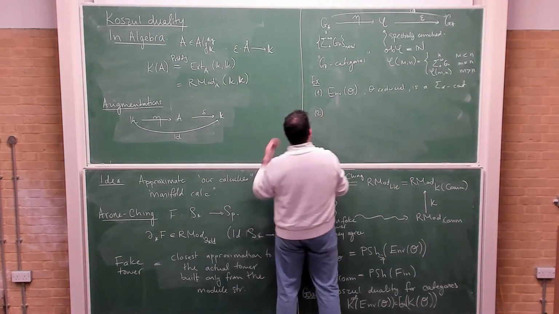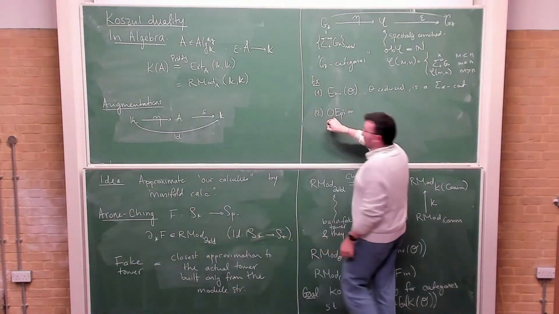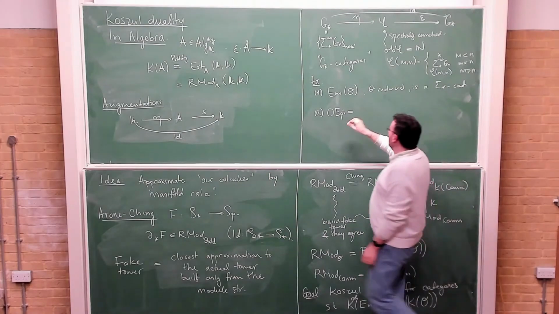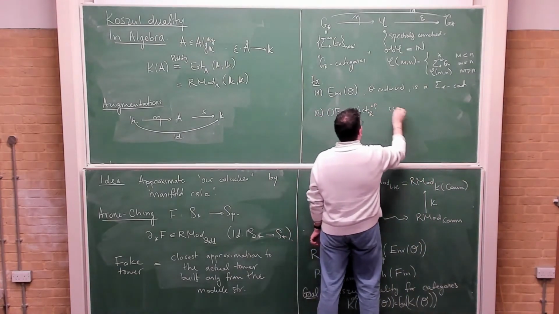Okay, and the category that I want to call O-epi. You should think of this as an orthogonal version of epimorphisms. So in particular, it's what I called vector, but with the top F is an O star.